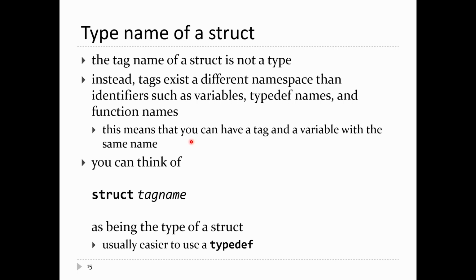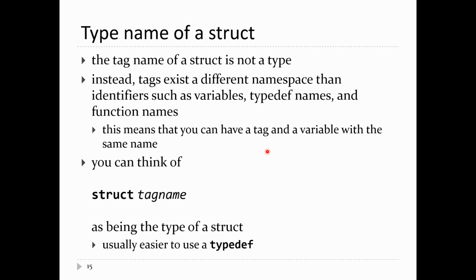All right. So the tag name of a structure is not a type. The tags exist in what's called a namespace. So it's actually a different namespace than identifiers such as variables, typedef names, and function names. All of your variables in a function, when that function runs, there's a namespace for that function. The namespace is just the space of names that are in the function. All of your local variables go in that namespace. Any structure tags are not in that same namespace, so they exist in a different namespace.